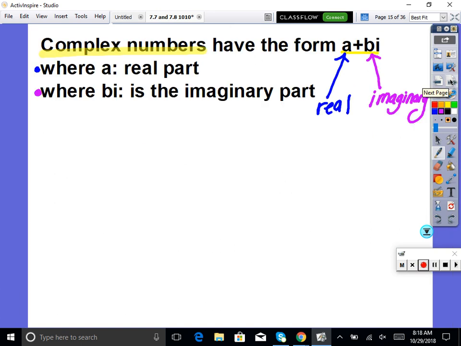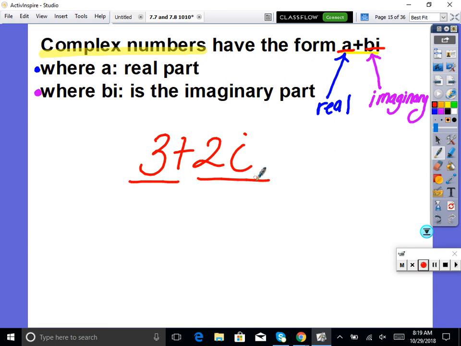Now a complex number has this form, a plus bi, where a is the real part of the number and bi is the imaginary part. Real part, imaginary part. We always write complex numbers in the form of a plus bi. So the real part is written first. So 3 plus 2i is a complex number. Here's the real part, here's the imaginary part. Very straightforward. We always write it like that. So we would not write it as 2i plus 3. Our final answer we wouldn't write like that.